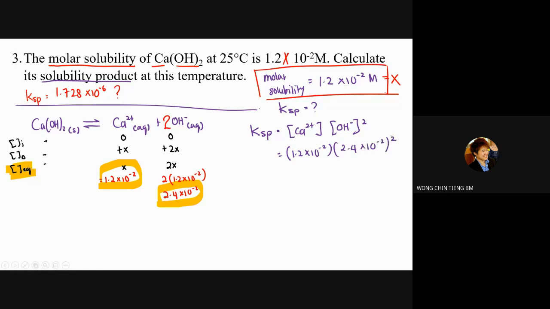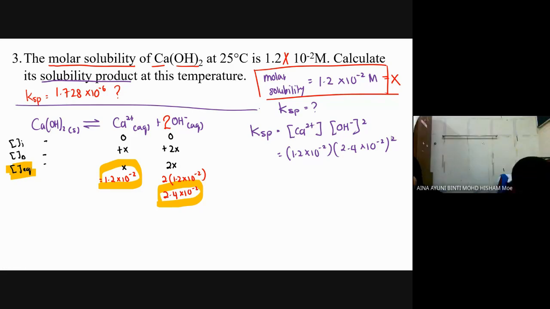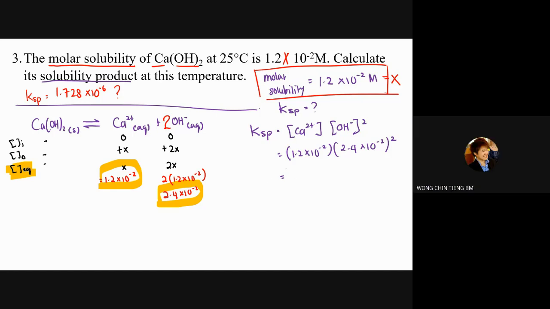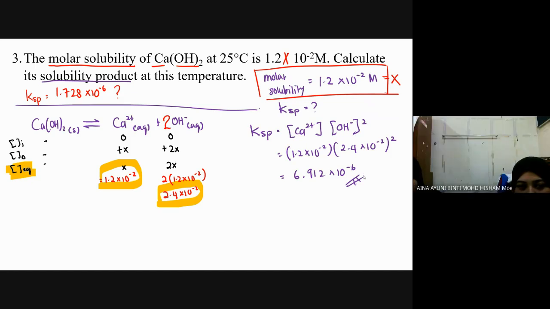Aina, do you want to press your calculator again? Salah. Jawapan dia 6.912 times 10 to the power of negative 6. Alah, jawapan saya dah hilang. Betul. 6 point something kalau tak silap saya. 6.912 times 10 to the power of negative 6. Aina, salah kat mana? Tak darab 2 dengan X tu.